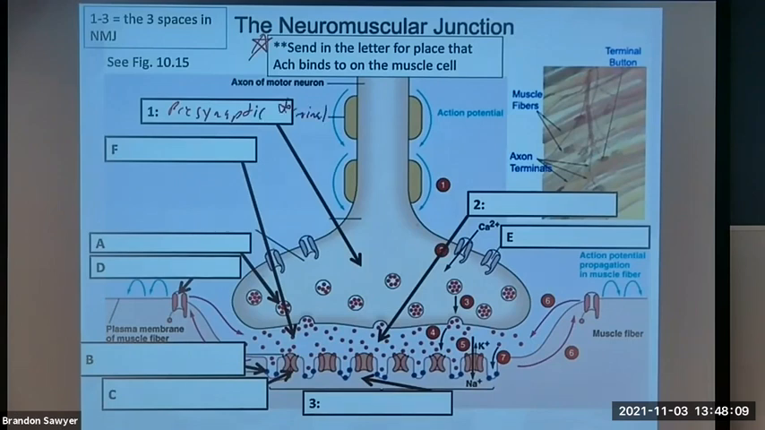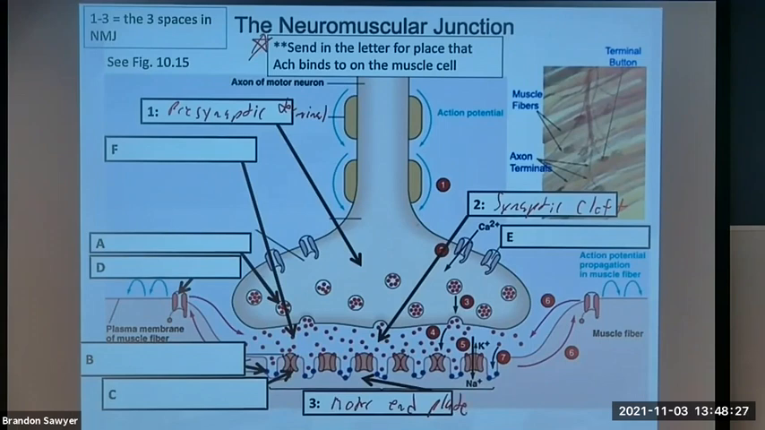Okay, and then what do we call two? Yeah, the synaptic cleft. Okay, and then what do we call three? You guys said it before, but what is it? Yeah, the motor end plate.